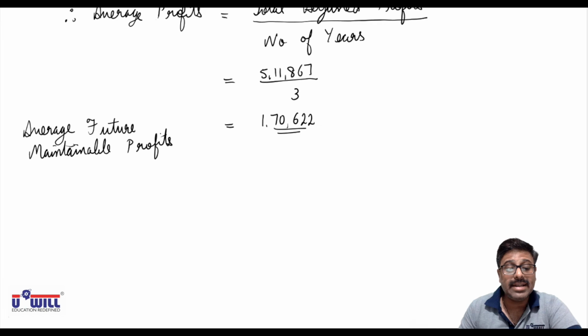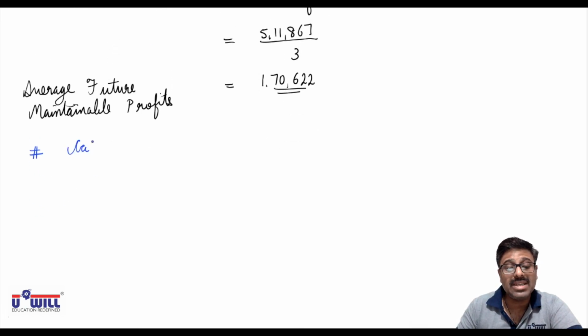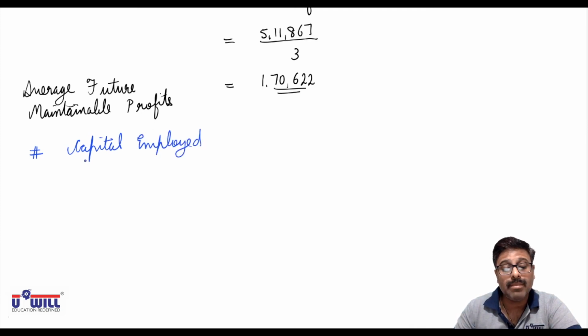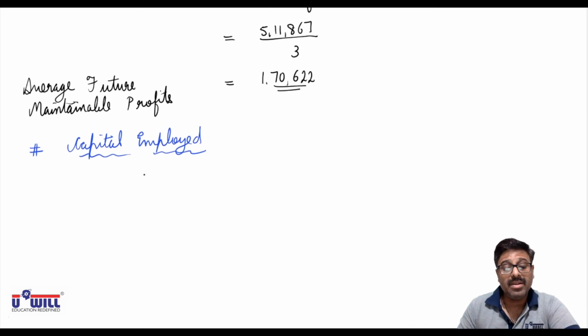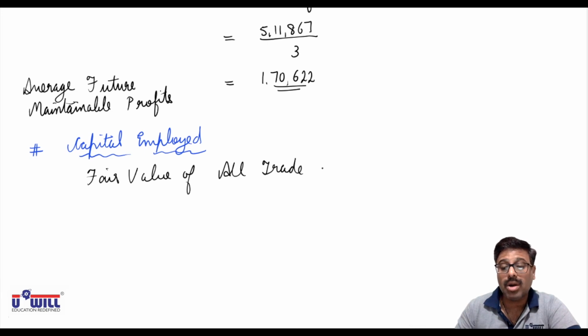Now what we will find is capital employed. For goodwill, two things are basically required: one is average future maintainable profits and the other is capital employed. So how will we find capital employed? First we will take the fair value of all trade assets.